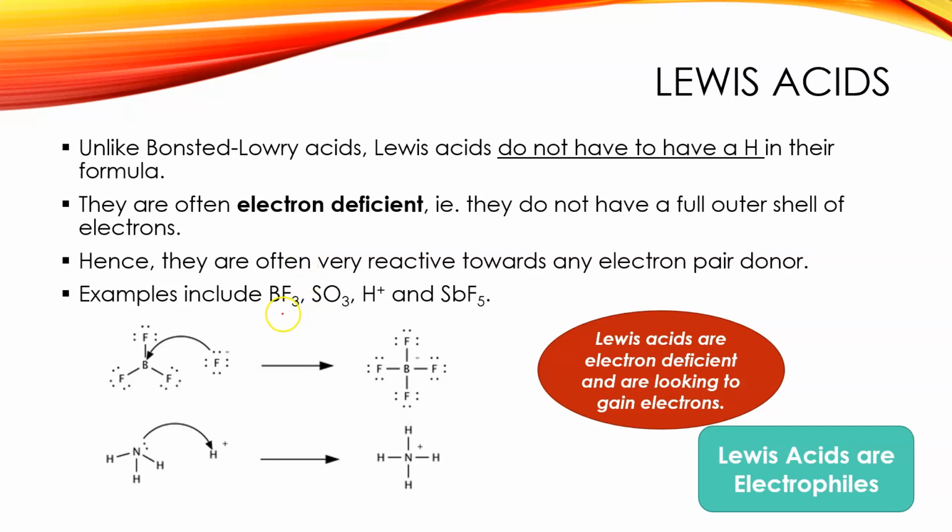Examples of Lewis acids that we see are BF3, SO3, H+ itself, okay, because it will take on electrons, and then SbF5. They are electron deficient, so they're looking to gain electrons, so they are electrophiles. So Lewis acids are electrophiles.